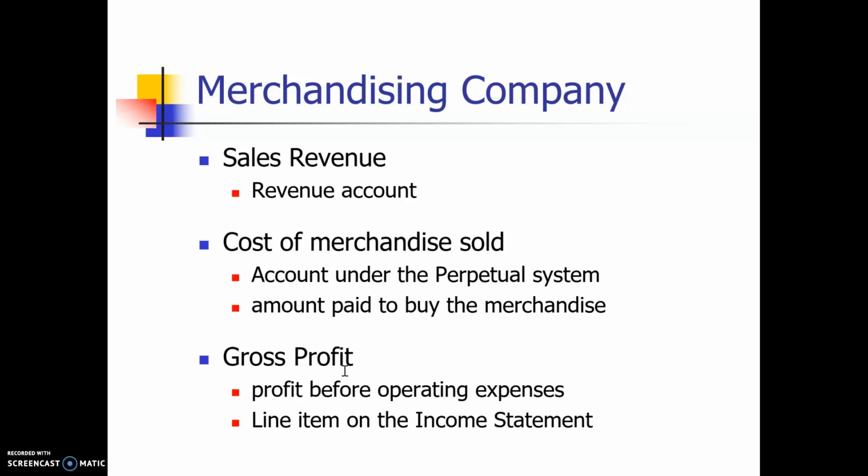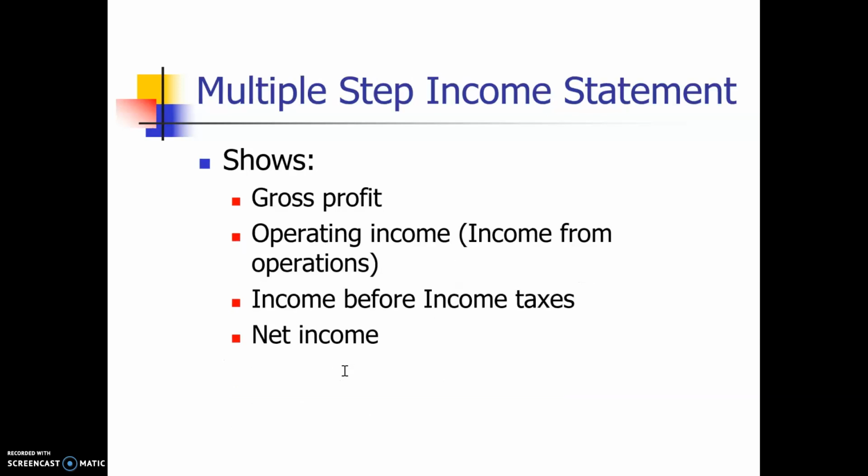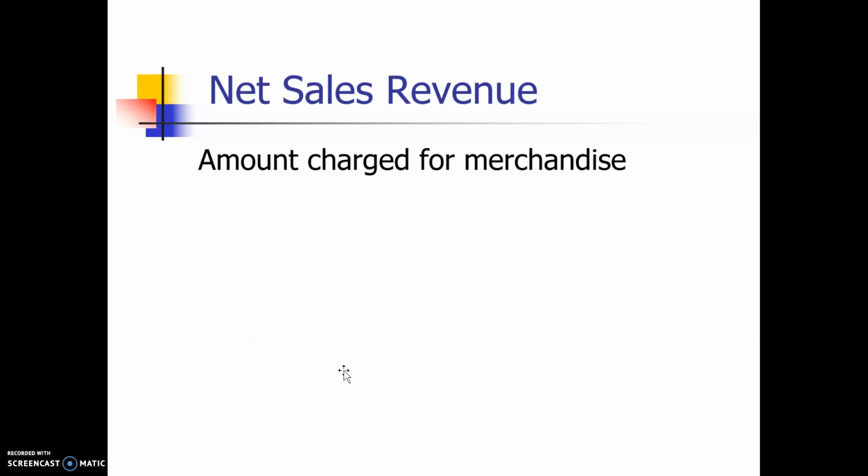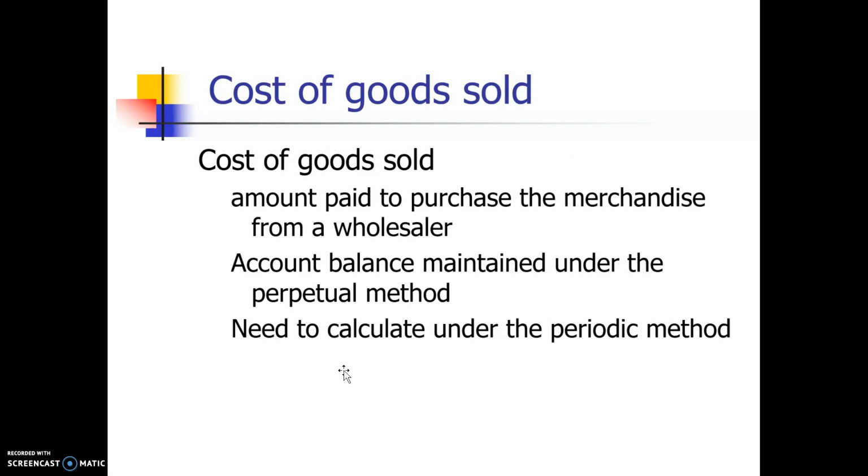With a merchandiser, we are going to be doing a multiple step income statement. And so the multiple step income statement, we're going to have a series of subtotals. It's not just going to be one step, revenue minus expenses. We're going to be doing several subtractions, multiple subtractions on our way down to getting to net income. So we said net sales revenue is the amount we charge our customers for the merchandise. And cost of goods sold is going to show what we paid for the merchandise that we sold.